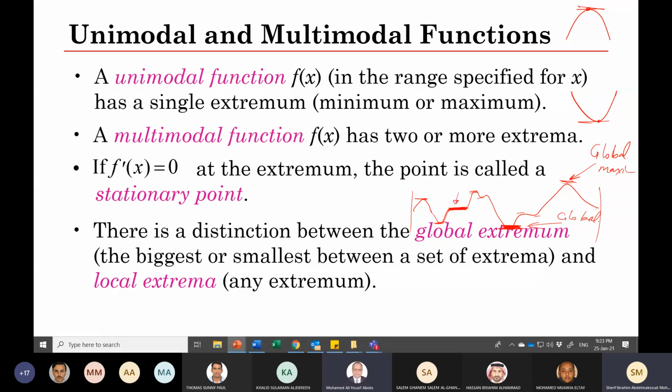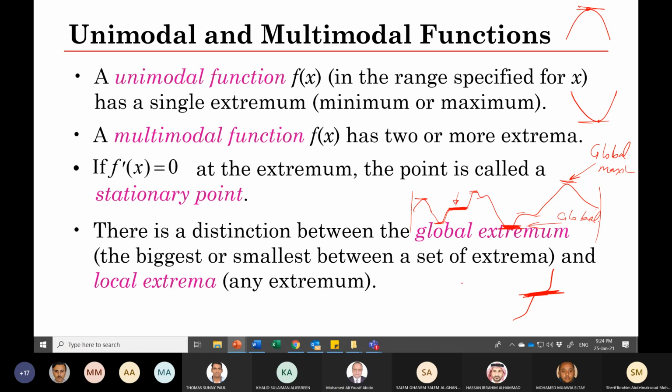This is called the reflection point, or saddle point. The function behaves like a flat point here. If you have, for example, this function, at this point the derivative equals 0, but it is not a local maximum or local minimum. It is just a reflection point. We call it a reflection point.